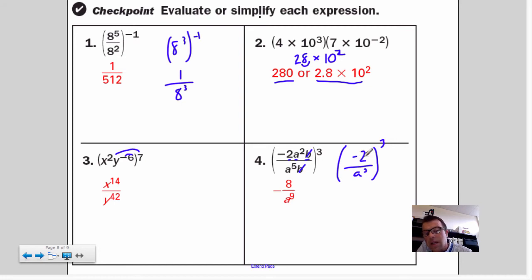I would think of this as -2 to the power 3. So -2 times -2 times -2 is going to be a negative answer. 2 to the 3rd is 8, and then a to the power 3 raised to the power 3 is a to the power 9. Nice job.